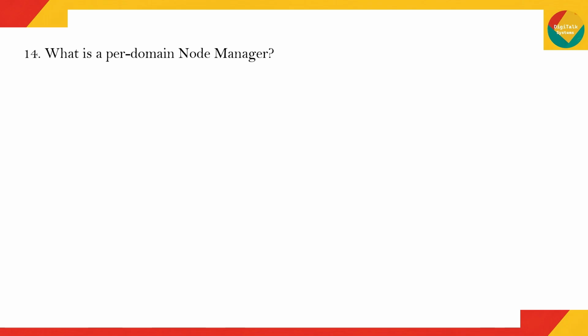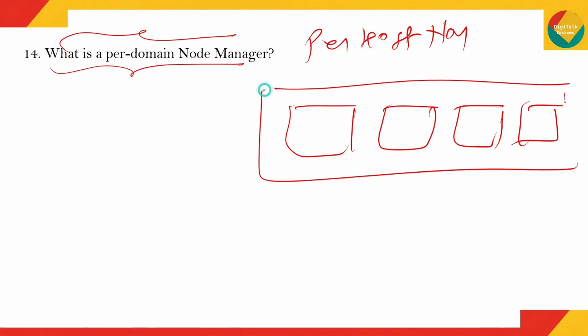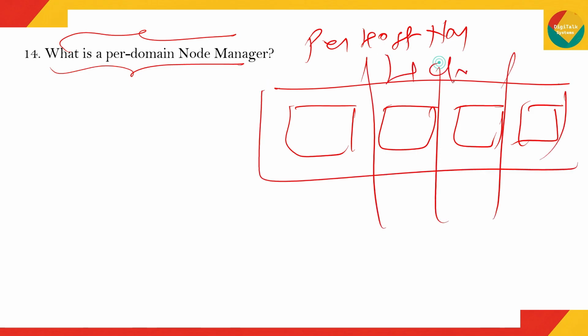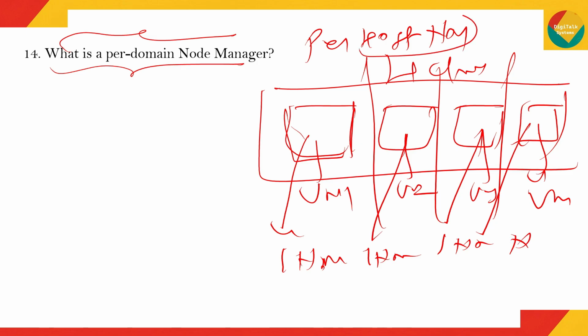What is per domain node manager? This is an important term. In the older versions of WebLogic, like 11g and some of the initial versions of 12c as well, we had the per host node manager. That means, for example, if I have 4 nodes in a horizontal cluster, this is virtual machine 1, this is virtual machine 2, this is virtual machine 3, this is virtual machine 4. If I have 4 virtual machines, then each machine has only one node manager. That is called per host node manager.